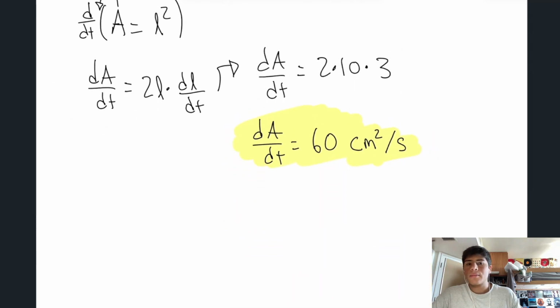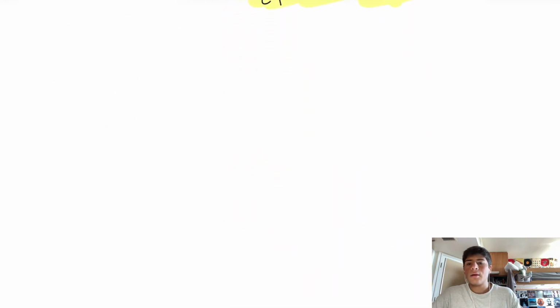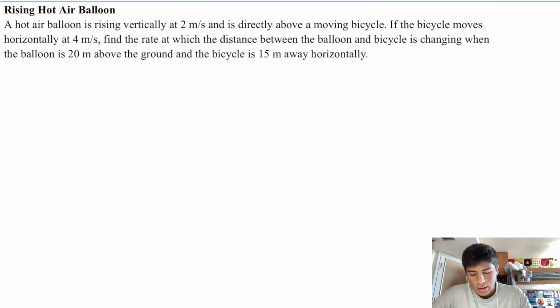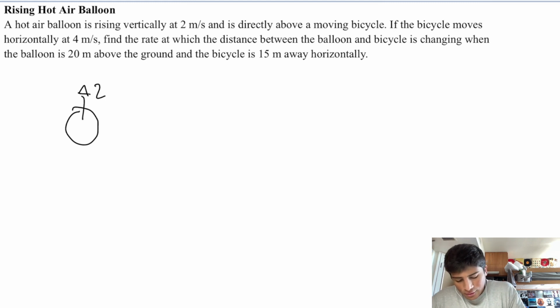All right, looks good. Rising hot air balloon. A hot air balloon is rising vertically at 2 meters per second. Okay, this one looks long, so I'm just going to go ahead and start drawing it out. Our hot air balloon, I'm just going to make a circle. And it's rising at 2 meters per second.